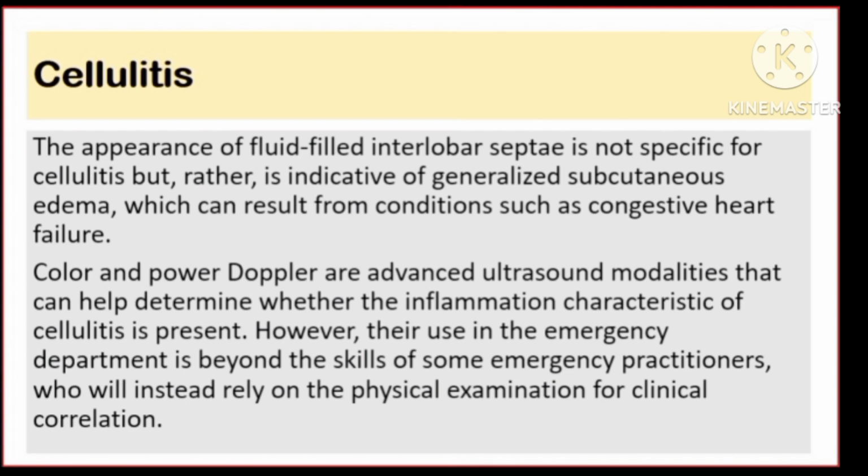Color and power Doppler are advanced ultrasound modalities that can help determine whether the inflammation characteristic of cellulitis is present. However, their use in the emergency department is beyond the skills of some emergency practitioners, who will instead rely on the physical examination for clinical correlation.